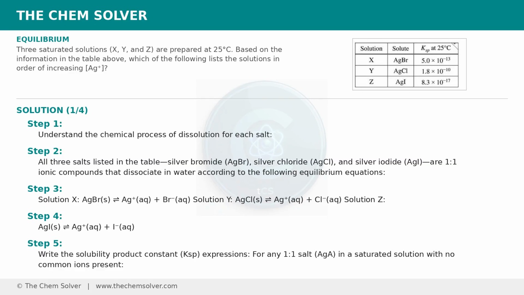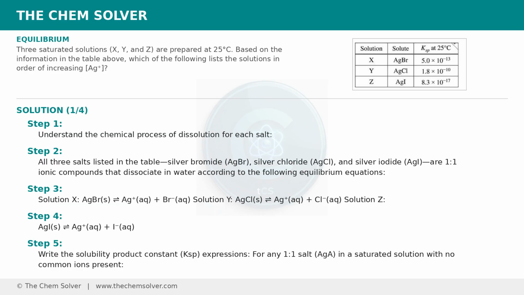Understand the chemical process of dissolution for each salt. All three salts listed in the table, silver bromide (AgBr), silver chloride (AgCl), and silver iodide (AgI), are 1:1 ionic compounds that dissociate in water according to the following equilibrium equations.